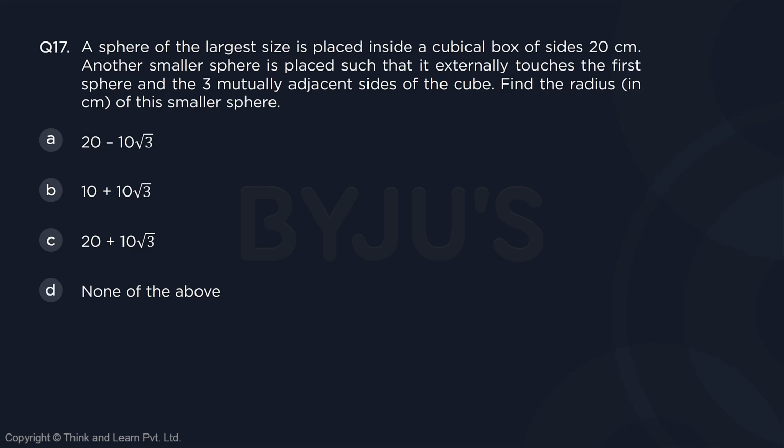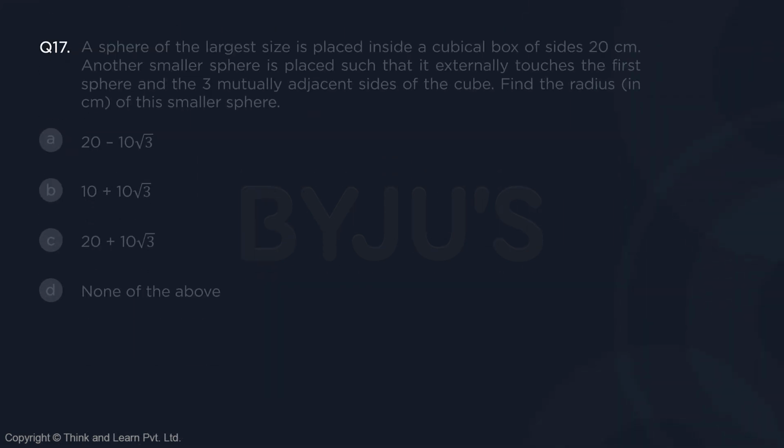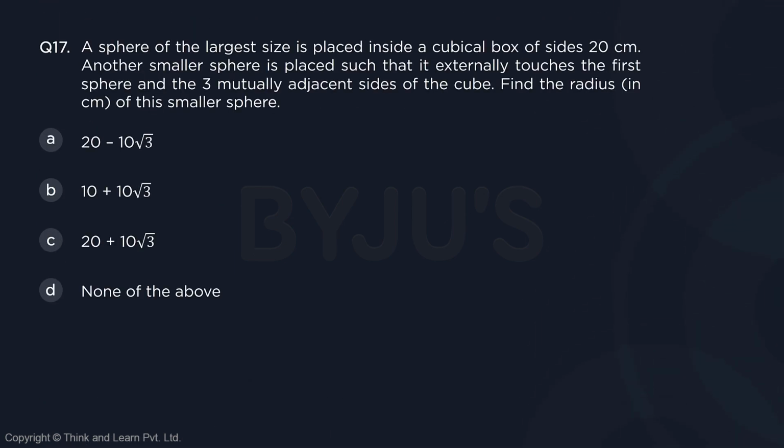17. A sphere of the largest side is placed inside a cubical box of side 20 cm. Another smaller sphere is placed such that it externally touches the first sphere and the three mutually adjacent sides of the cube. Find the radius in centimeters of the sphere. Okay, we have done such kind of question in square also, right?